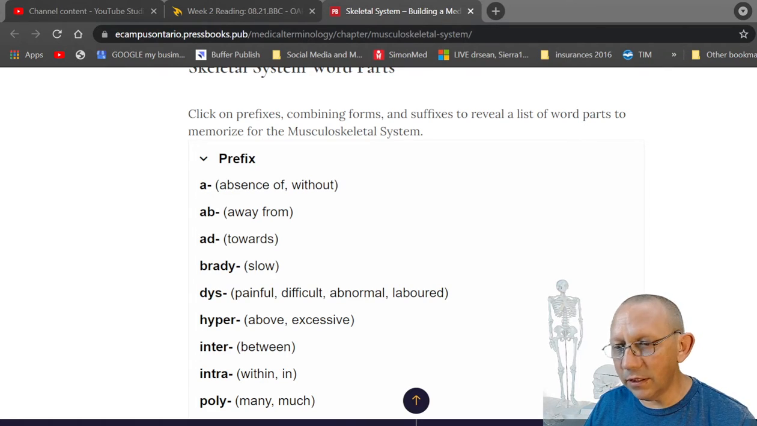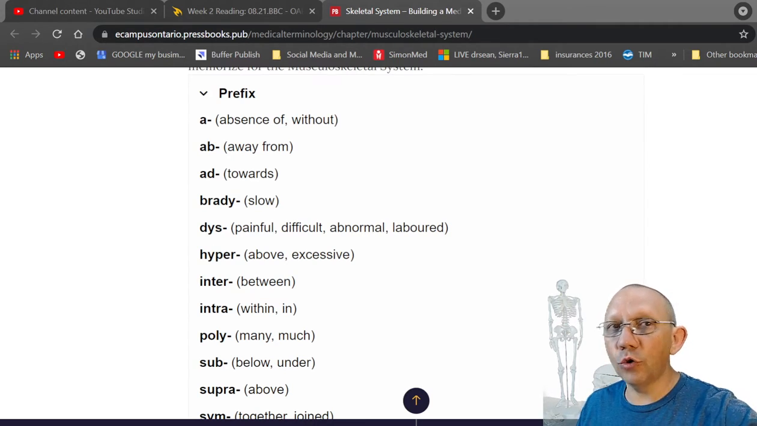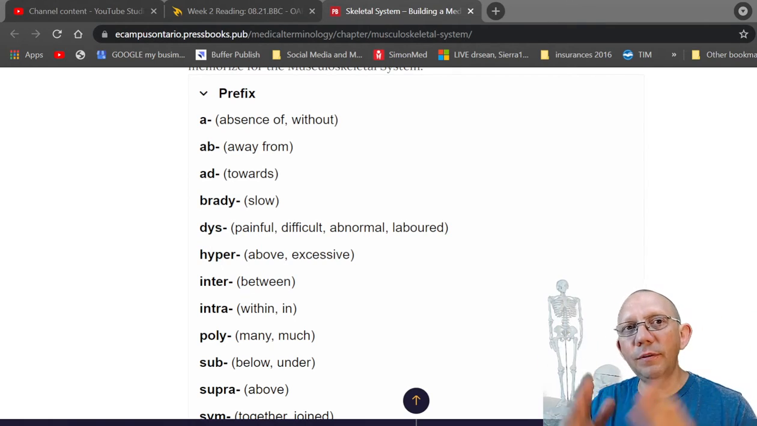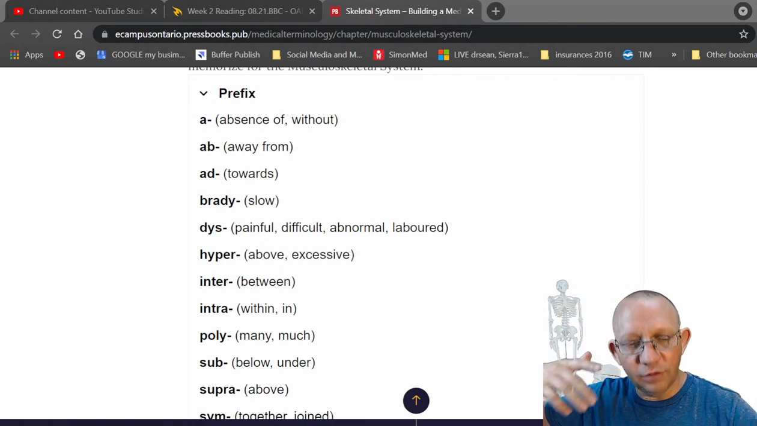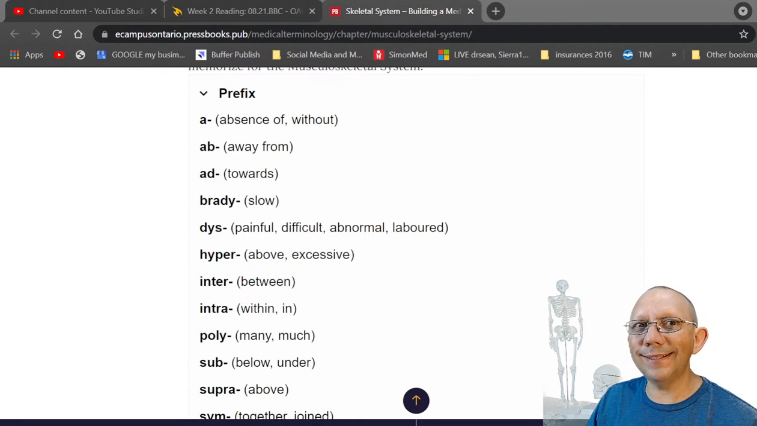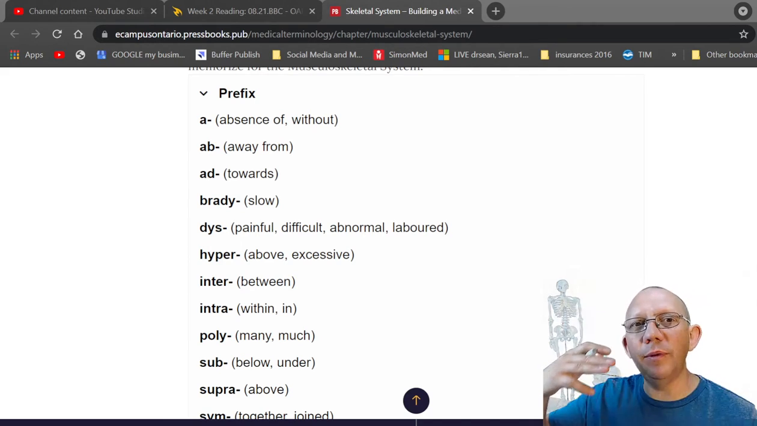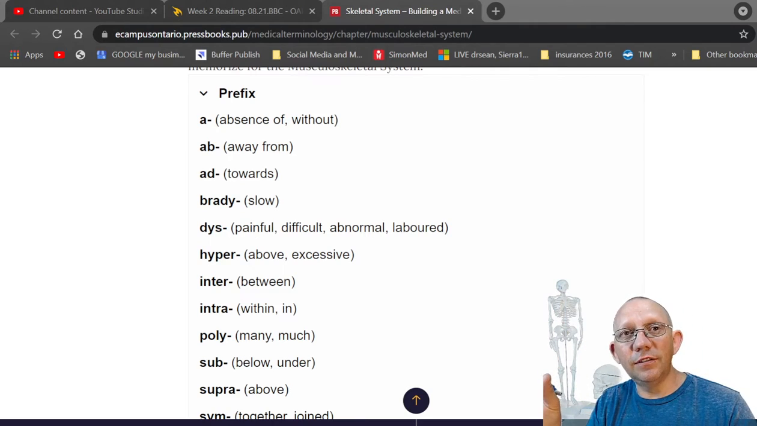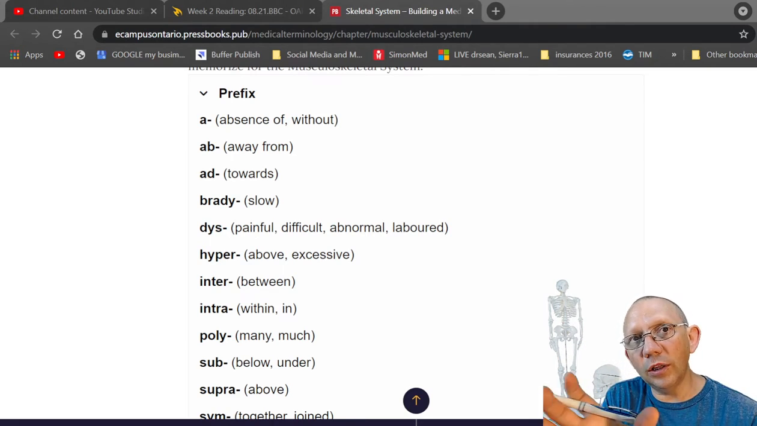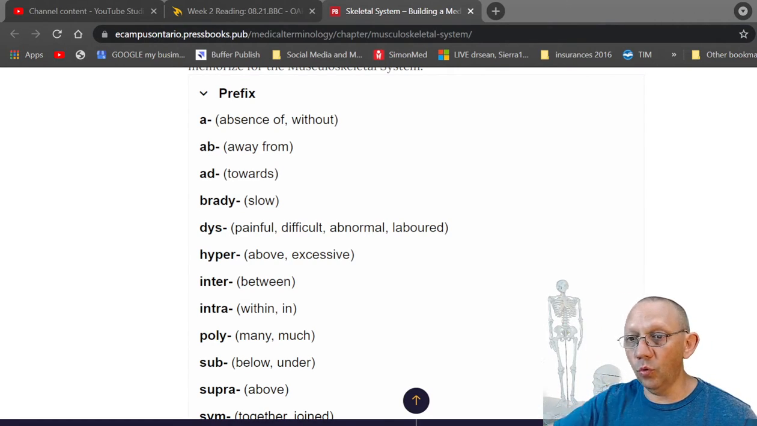When we have a basic prefix, we have A, as in atrophy. Atrophy means it's not growing. Trophic means to develop and to grow. So we have atrophy, or achondroplastic. It has to do with dwarfism. Plastic means growing too. Chondro means cartilage, and there's no proper growth of cartilage, so they don't grow the way they should, and they become dwarfism. AB, as in abduction.